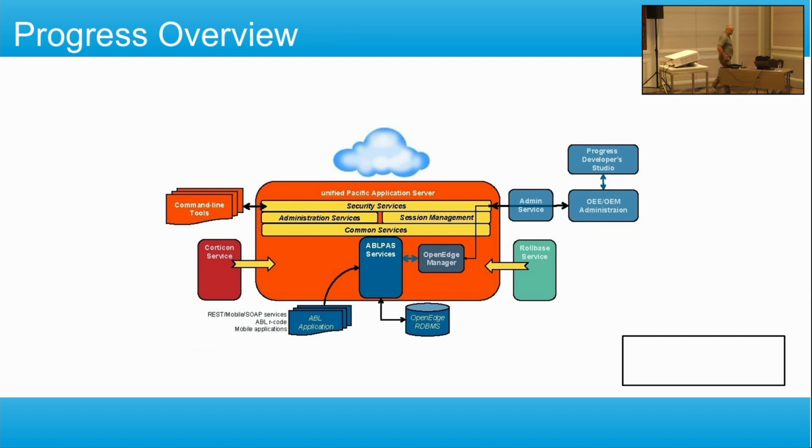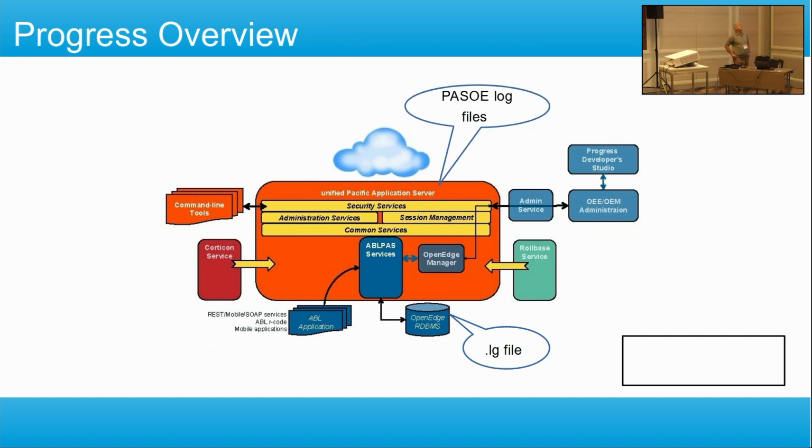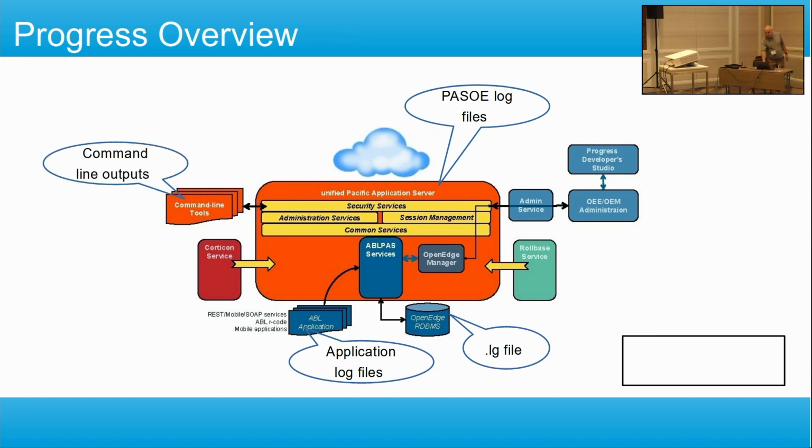So, what do we have in the Progress environment? We have database log files. That's the first source of information we have. We have passively log files. We also have application log files, and we also have command line utilities which produce standard output. And we can read this standard output from Splunk. We can ingest the data into the Splunk environment, and we can monitor and analyze these data.